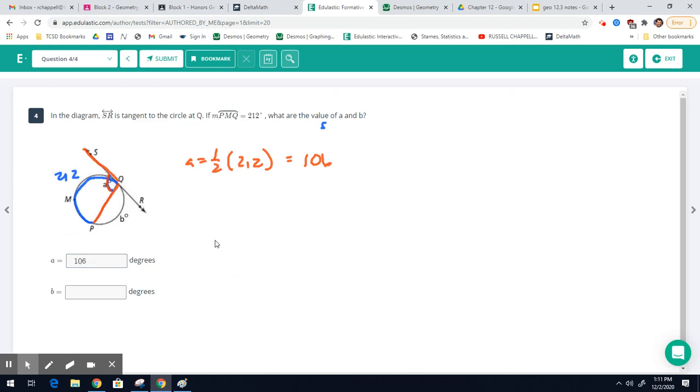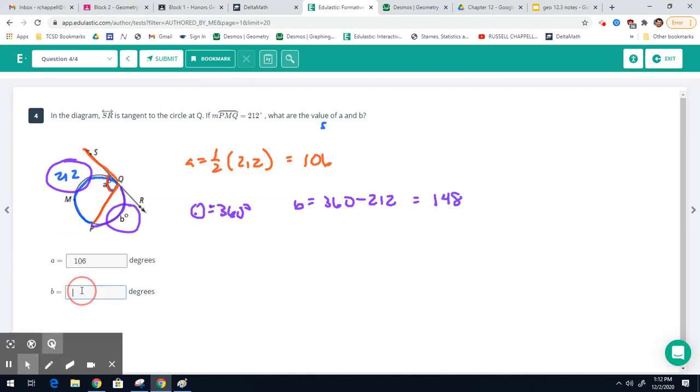And then to find B, B is an arc in the circle. And in these problems, the circle, which equals 360, is only broken into 2 arcs, the 212 and B. So together they must add up to 360. So to find B, take 360 and subtract 212. 360 minus 212 is 148. B is 148 degrees.